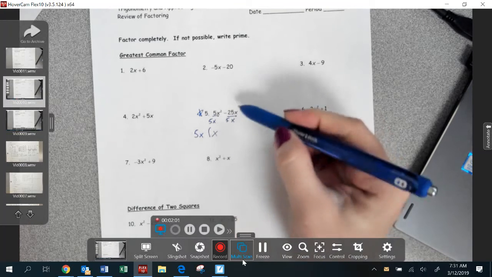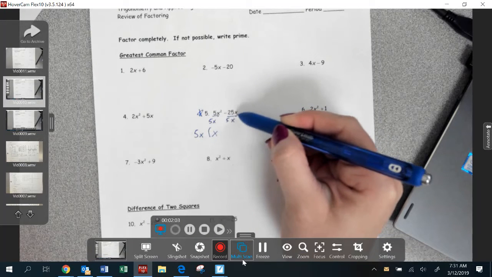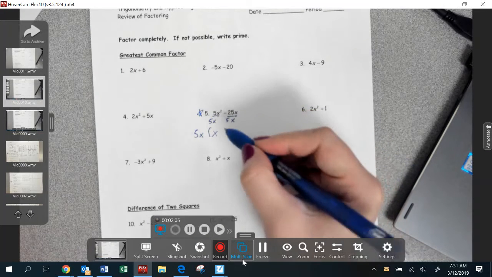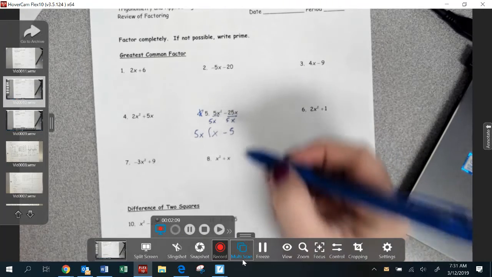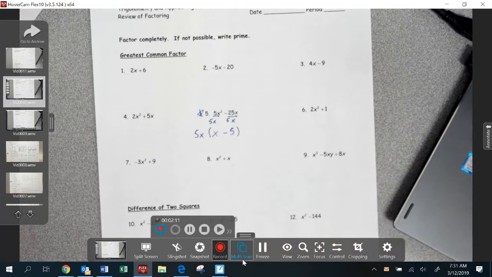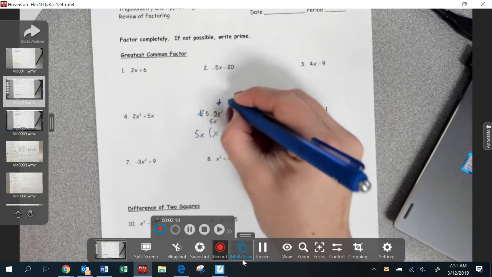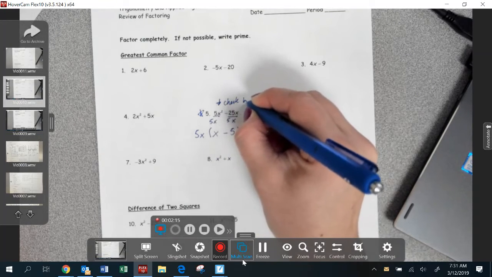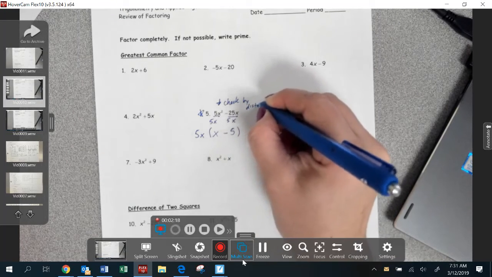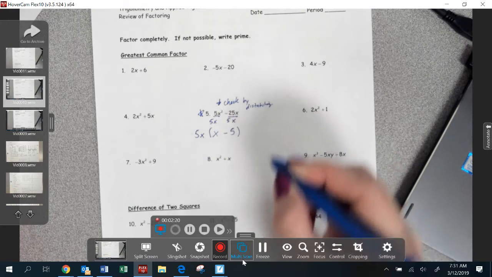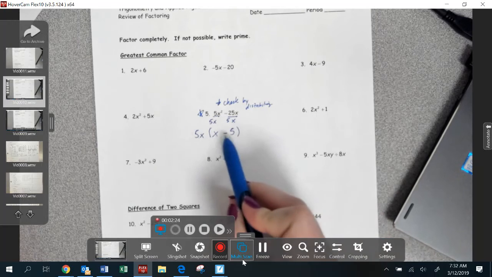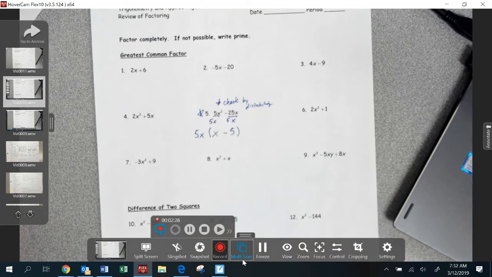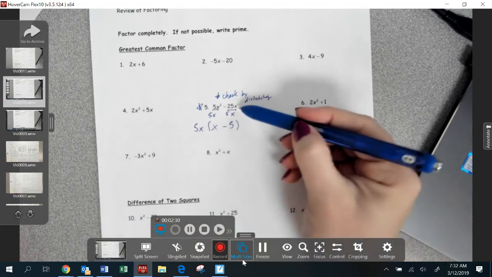And then similarly, I'm going to divide 25 by 5, x by x. That's going to leave me with just minus 5. And that's just from the 25 and 5. And then again, I can check this by distributing or by multiplying. So 5x times x would get me back to 5x squared. 5x times negative 5 would get me back to negative 25x. So that's going to be the factored form of this original expression.